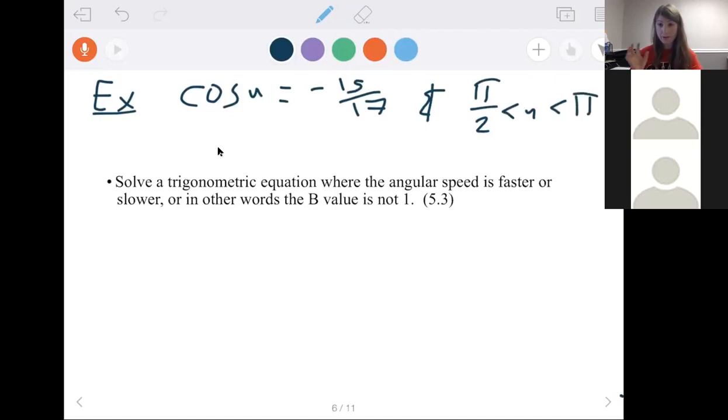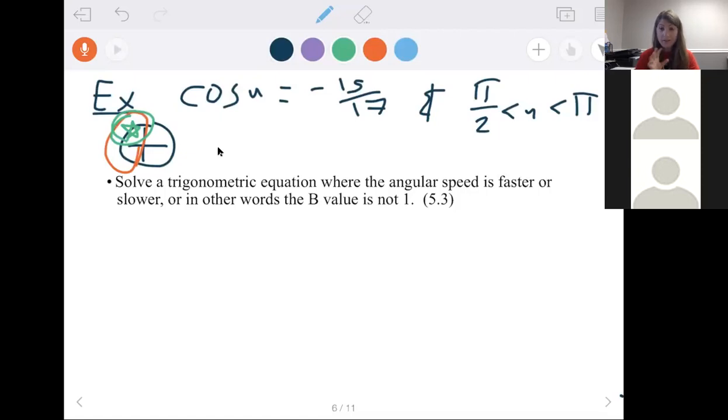Now, why do they have to tell you that part? They're telling you the quadrant, because if you think about your cosine, the cosine being negative is going to put you either in quadrant 2 or quadrant 3. Okay, but what they're doing is limiting you so that you are going to be in quadrant 2.